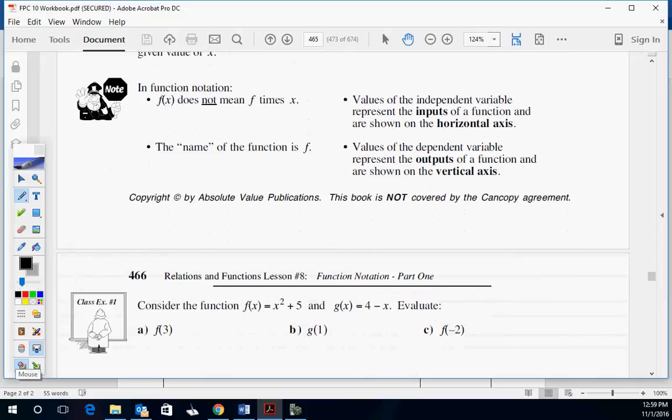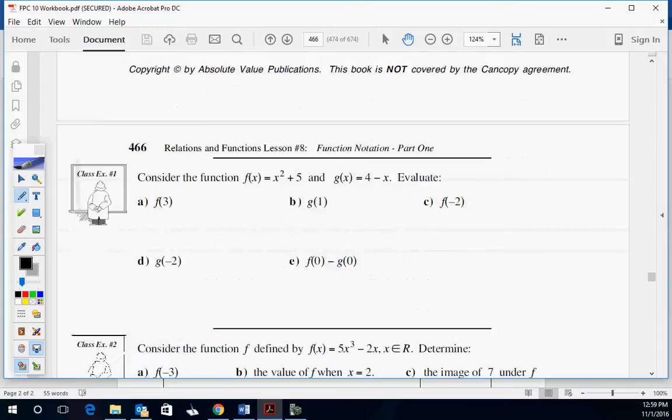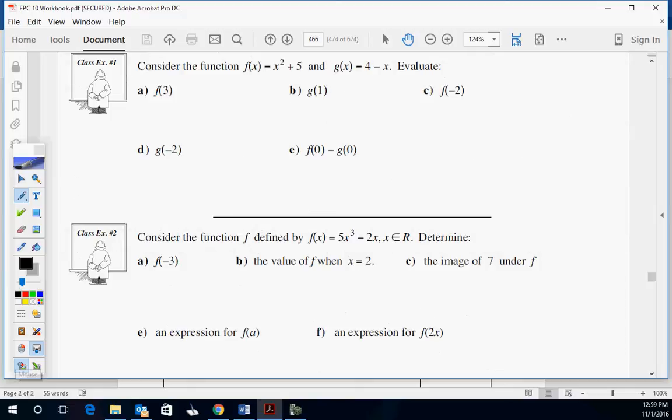Okay, in function notation, f of x does not mean f times x. Okay, it does not mean that at all. It means f of x, which means plugging it in. The name of the function is f. Okay, values of the independent variable represent the inputs. That's your x's. Values of the dependent variable are your outputs. So here's all we're doing, guys. This is it. Let's see if you can handle it.